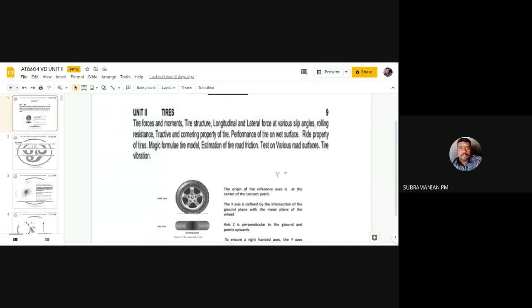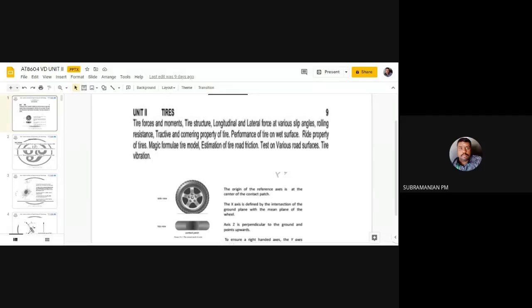Okay. Then you can see the different forces acting on the tire. That is in longitudinal direction, that is in x direction, then lateral direction, that is in y direction, then z direction, that is in vertical direction. So we are going to discuss about all the forces acting on the tire, and we are going to address slip angle also. We are going to define what is a slip and what is a slip angle.